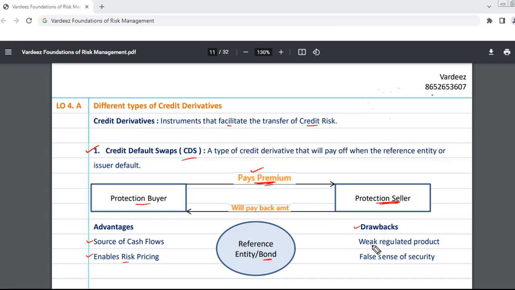And talking about the drawbacks, it is a weakly regulated product. The CDS was not highly regulated. This is something that we need to remember. And there's a false sense of security.